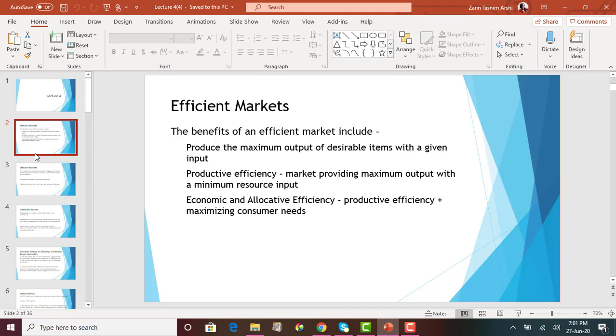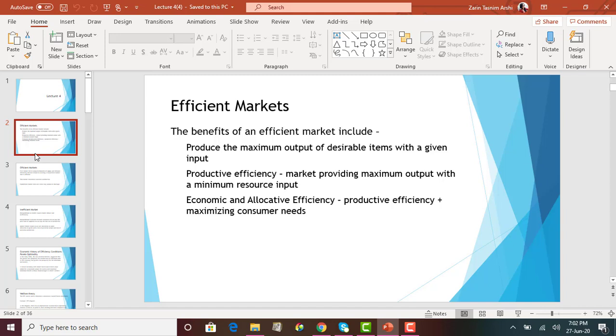Second, we achieve productive efficiency. That means market provides maximum output with the minimum resource amount and at minimum cost. So that's a good thing for the producers and businesses. And finally, another benefit of efficient market is we achieve allocative efficiency or economic efficiency.